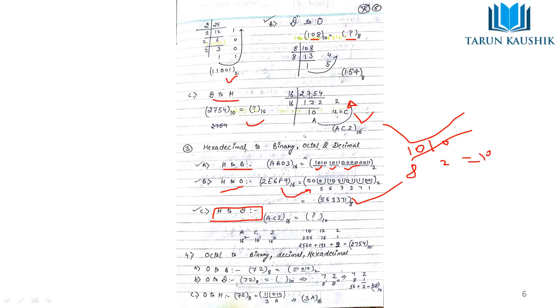16 की पावर 0, 16 की पावर 1, 16 की पावर 2, उसको एक्सपेंड करेंगे. 16 raised to power 0, that is 1, 16 raised to power 1, that is 16, 16 raised to power 2, that is 256. Do the multiplication, get your answer 2756. I have done it to show that we have done it previously.